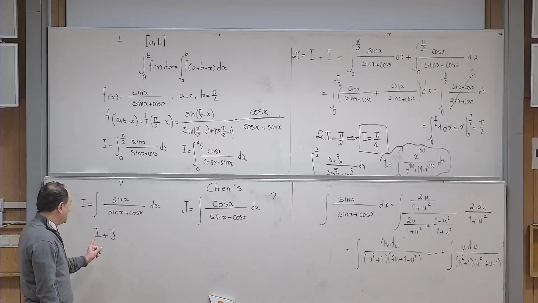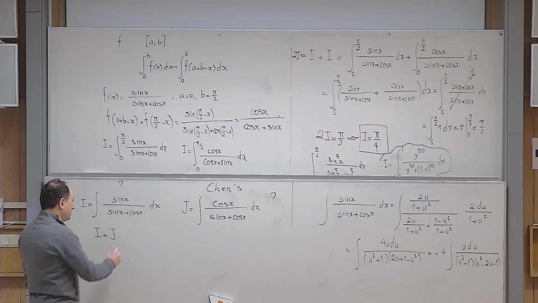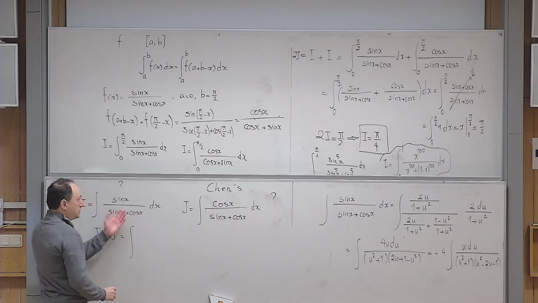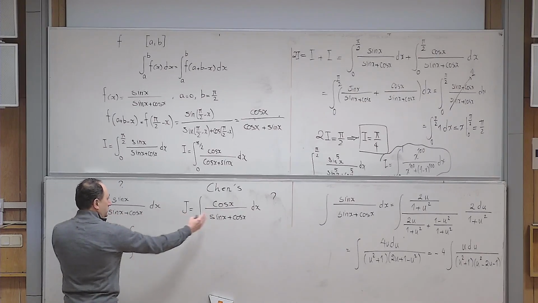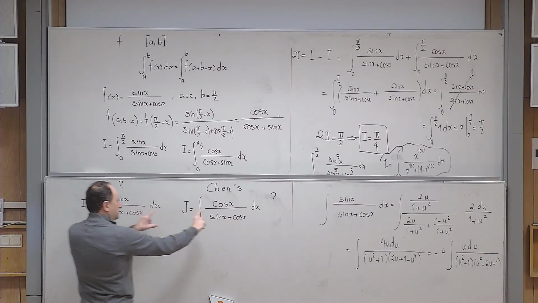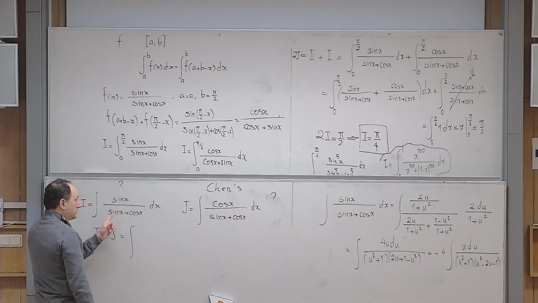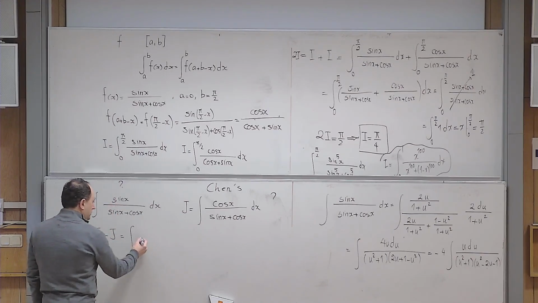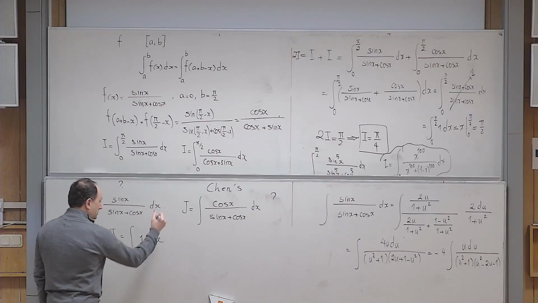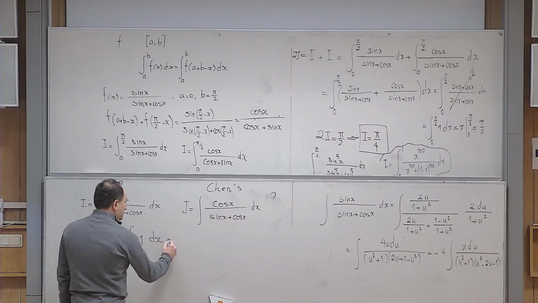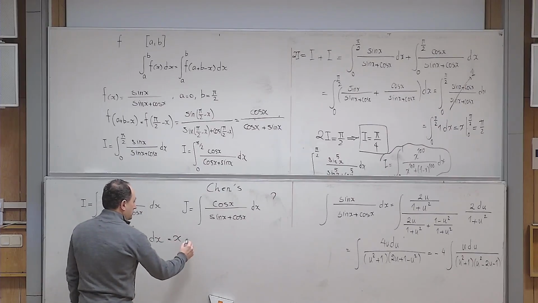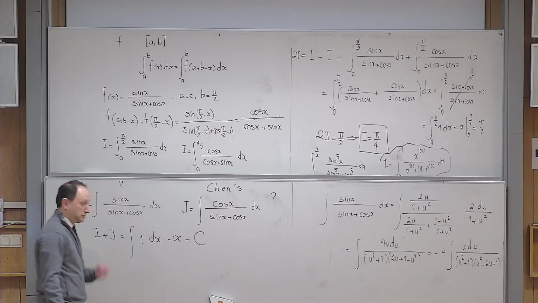But now, if I add I plus J, what happens? For the same reason, these two integrals will be combined, and this fraction will be added to this fraction, and now the numerator becomes exactly the denominator, so it becomes 1 dx. And if I calculate this, this is simply x. Of course, if you want, you can put a constant of integration here.